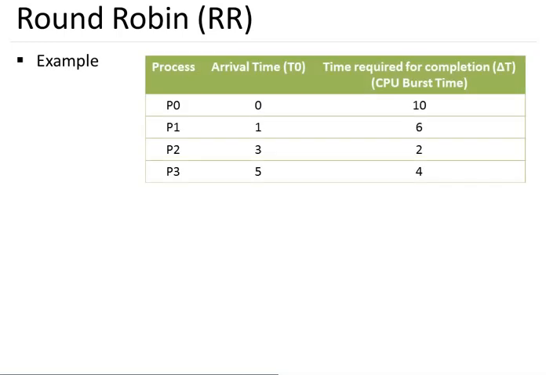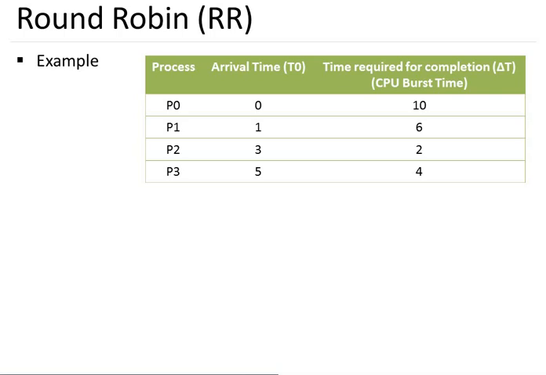Now let's see one example so that you can get a very clear idea of how round robin works. Over here, processes are given with their arrival time and their burst time. Now if you want to perform this scheduling on the basis of round robin, you need at least one parameter, that is the time quantum.